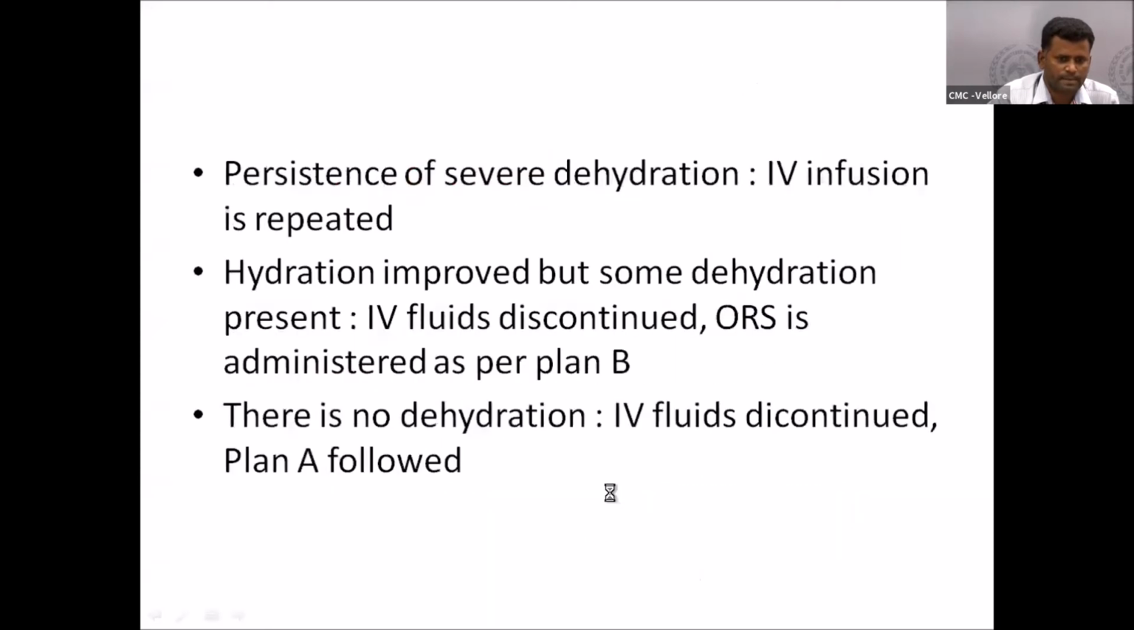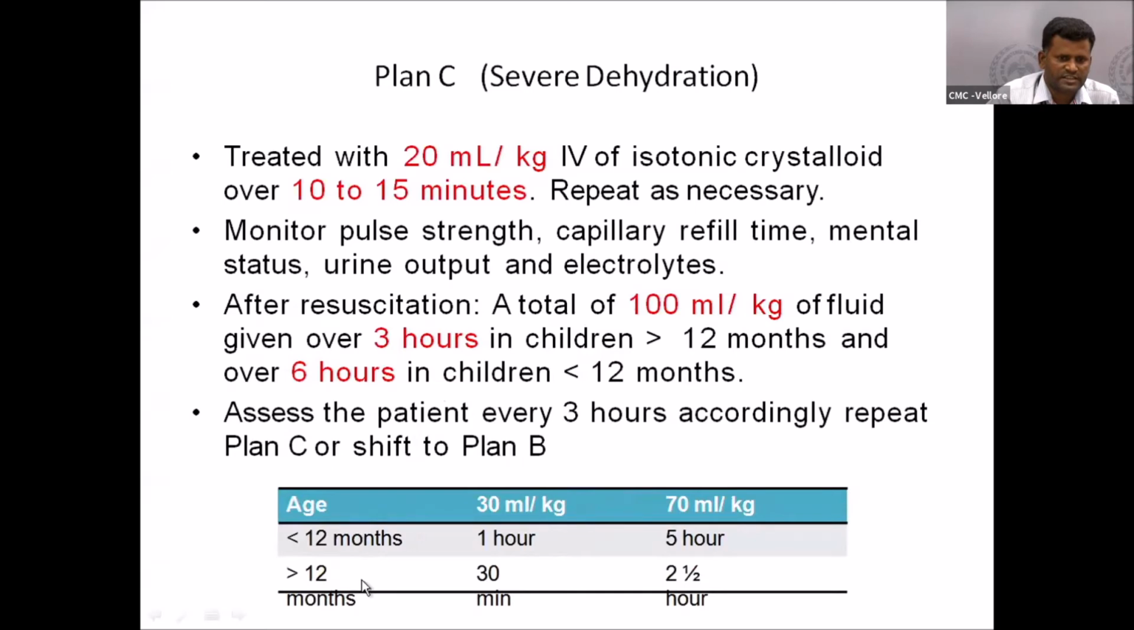So the first 30 ml per kg should be given over 1 hour in less than 12 months, less than 1 year. And if it's more than 1 year, it should be given over 30 minutes, and then the remaining 70 ml over 5 hours and 2.5 hours in the different age groups.